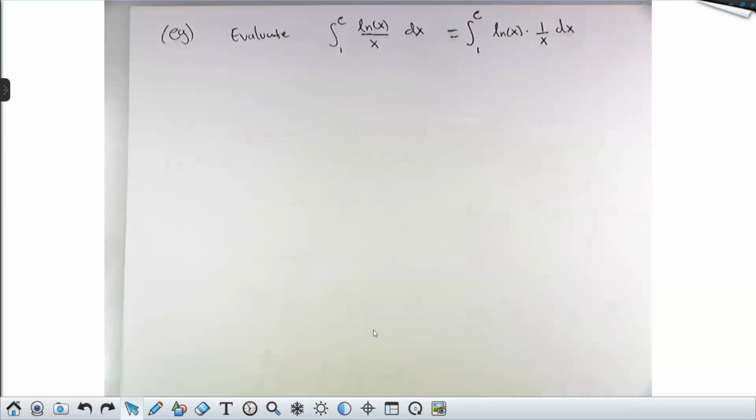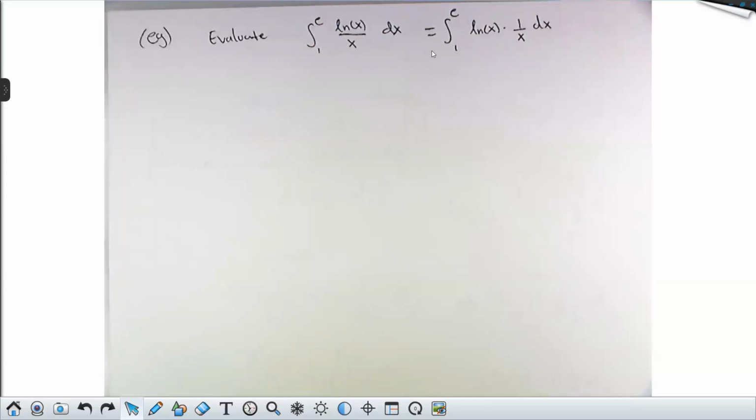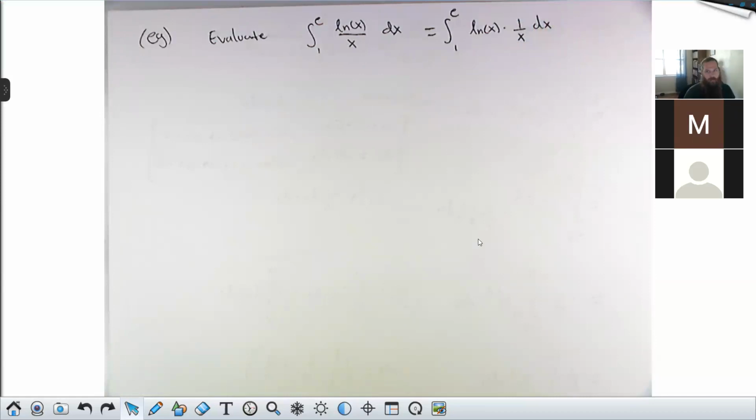So having looked at that and rewritten this, what do you think would be good to substitute for so that I can think of this as my du? Who would have derivative or differential 1 over x, or 1 over x dx? Another way to think of this: what piece here is hard to find an antiderivative for? I know how to find an antiderivative for 1 over x, but do I know an antiderivative for the natural log of x?